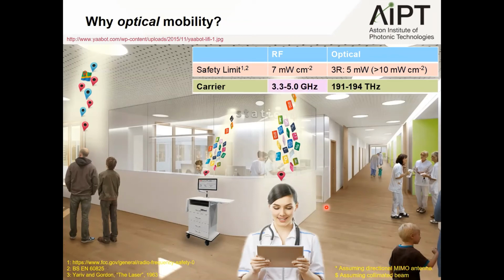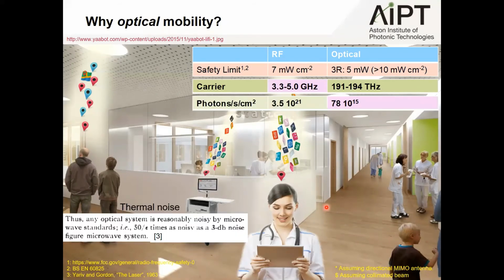So it doesn't look like safety is a consideration. But if you look at the carrier frequency in the RF system, we have carriers in the gigahertz regime, maybe in the low tens of gigahertz, going to 30, 60 gigahertz. In their optical, different ball game altogether. We're up at 200 terahertz, massively increased.